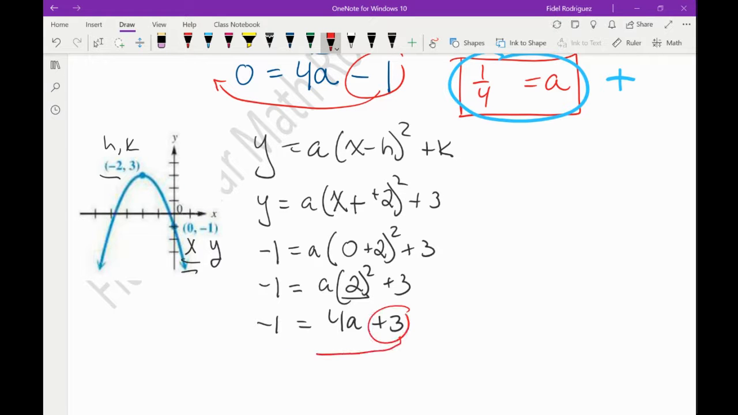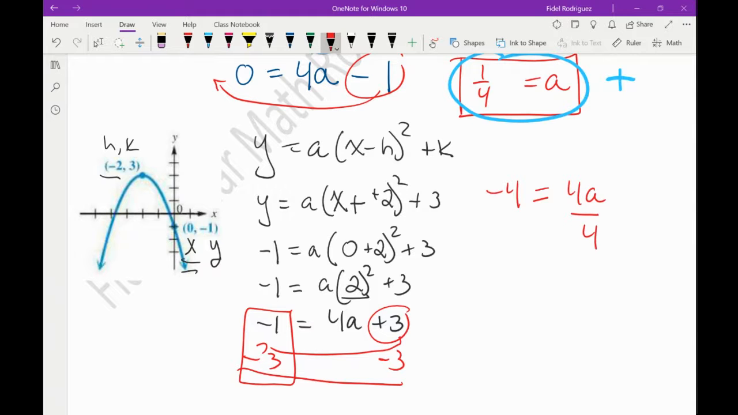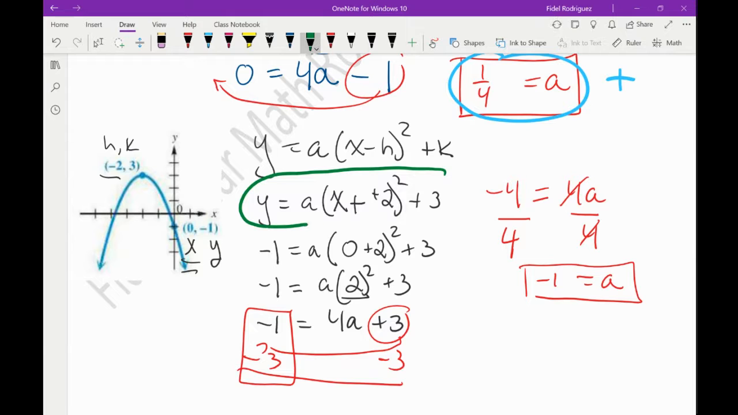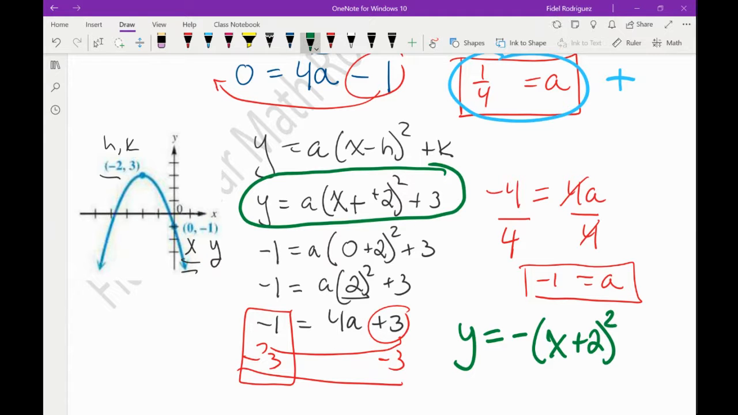I'm now going to move this 3 over here by going -3 and -3. And so when I combine those numbers, that's going to give me -4 is equal to 4a. So when we divide both sides by 4, we're going to come up with a is -1. So now that I know that a is -1, what I'm going to do is come back to the original problem that we had, y'all, right here, and I'm going to rewrite it like this. y equals -1, or just negative, (x plus 2) squared plus 3.